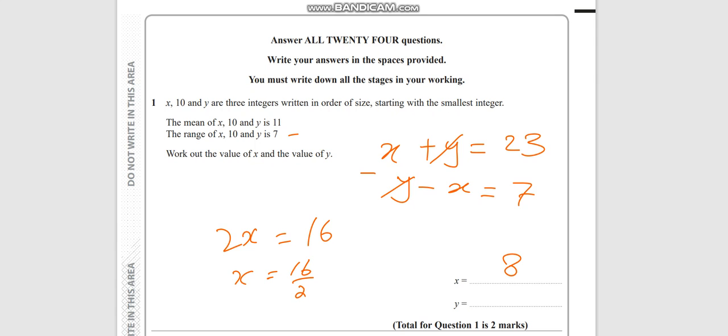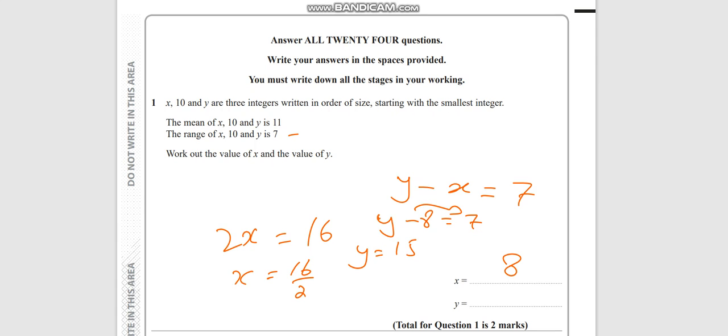So x is 8. Moving on to find the y value, if I use one of these two equations, suppose I take y minus x equal to 7 and use y minus 8 equal to 7. So y would be equal to 15. 8 will go there and get added over, and y is our 15, and that's how you solve these questions, the range and the mean questions.